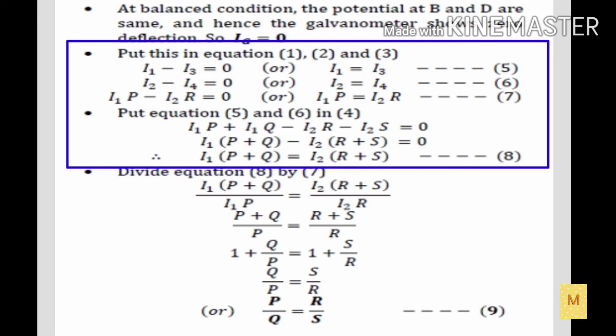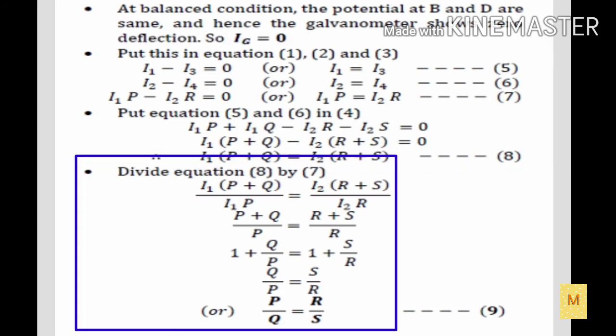Now we are going to apply equations 5 and 6 in equation 4. Then equation 4 becomes I1P plus I1Q minus I2R minus I2S equal to 0. I1 into (P plus Q) minus I2 into (R plus S) equals 0. Then I1 into (P plus Q) equals I2 into (R plus S). This is equation 8.